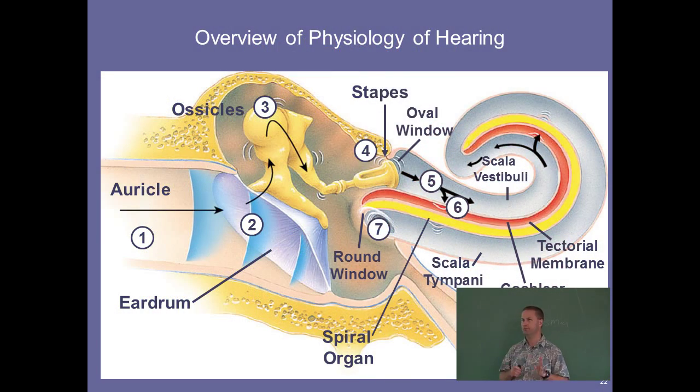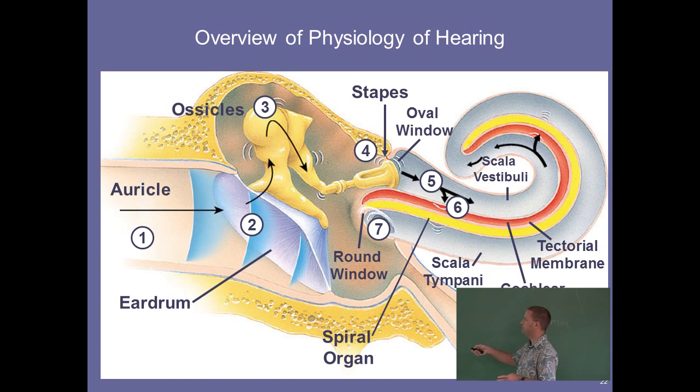Okay, so let's go through the process of hearing. We had our sound coming in from the auricle through the horizontal canal, and then it bounces into the tympanic membrane. The tympanic membrane is going to vibrate, and that's going to set up vibrations within the middle ear and the auditory ossicles. These are the malleus, the incus, and the stapes. And so as this membrane vibrates, they vibrate.